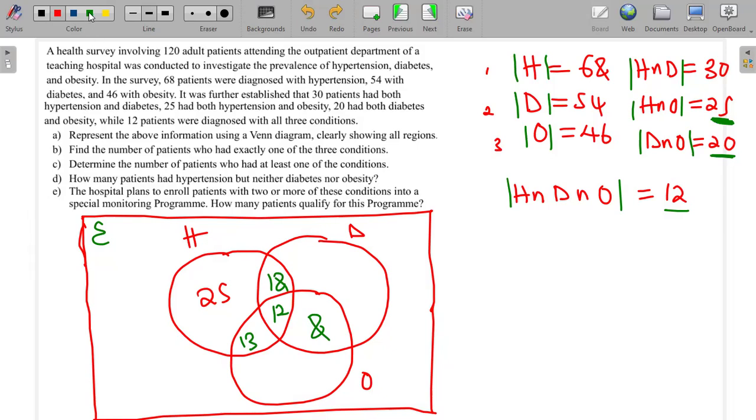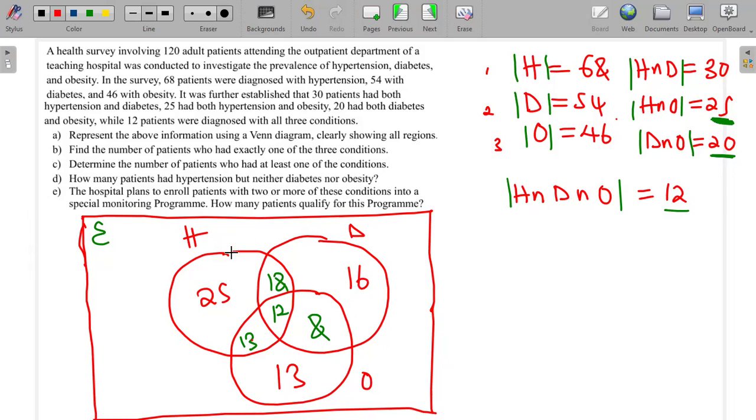Okay, so we do the same for the diabetes here. So for the diabetes, we had a total of 54, but we've already put 18, 12, and 8 here. So what will be the number that we'll put there? Okay, I'm just going to say 54 minus 18 minus 12 minus 8. So that will just give me a 16. Okay, what about those that had obesity only? Obesity, we had 46, but we've already put 13, 12, and 8. So I'll say 46 minus 13 minus 12 minus 8. So that will just give me a 13 there.